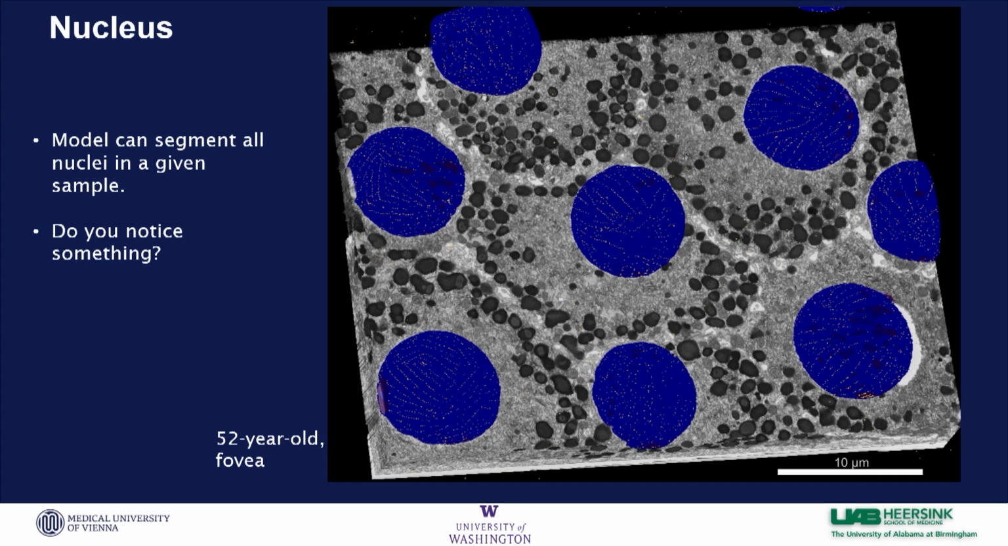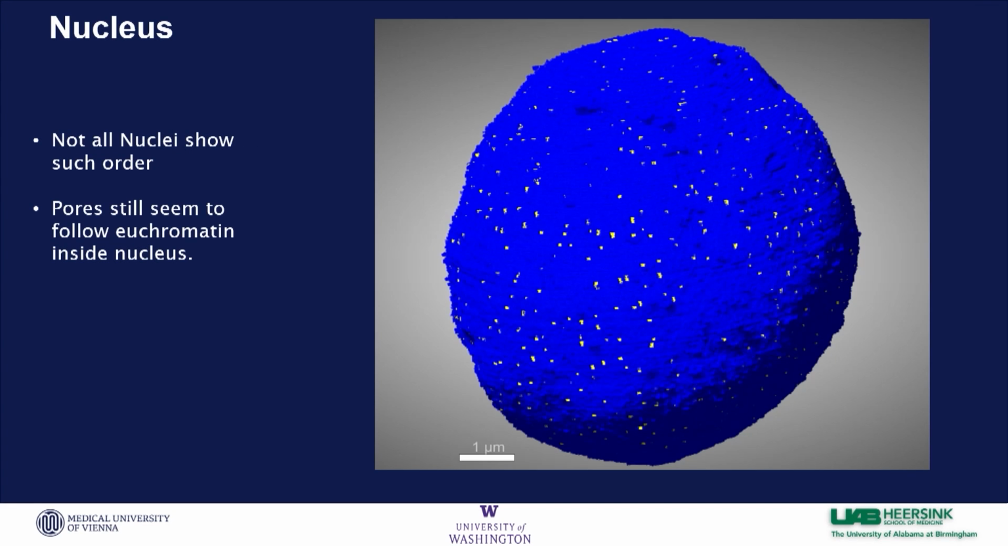But I don't know if you can see it that well, but you might notice something about some of the nuclei here. These two specifically don't have that order, and we aren't really sure why. It does seem that these pores follow the chromatin, which is the genetic material inside of your nucleus, and they do here too, but somehow it seems to be distributed differently. So we're still looking into that.